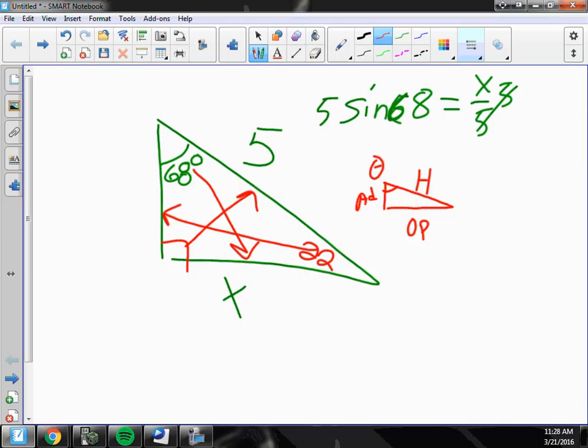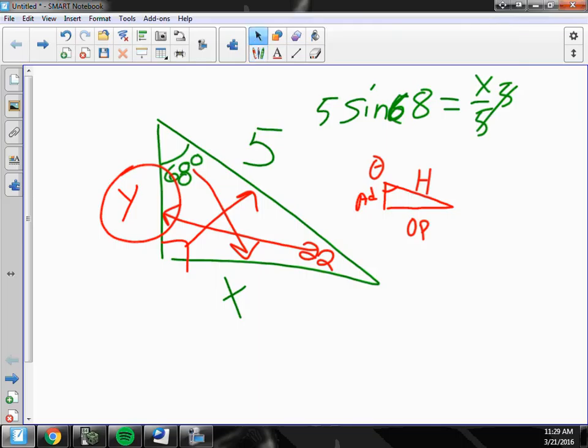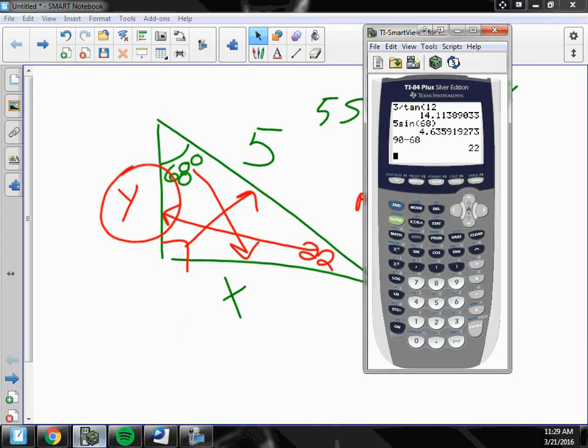Okay? So we would expect, if I called this y, and I did the cosine of 68 is y over 5, I would expect that number to be a lot smaller than 4, because the angle it's opposite is so small. So it would be 5 cosine of 68. That side is really small because the side opposite is also really small.